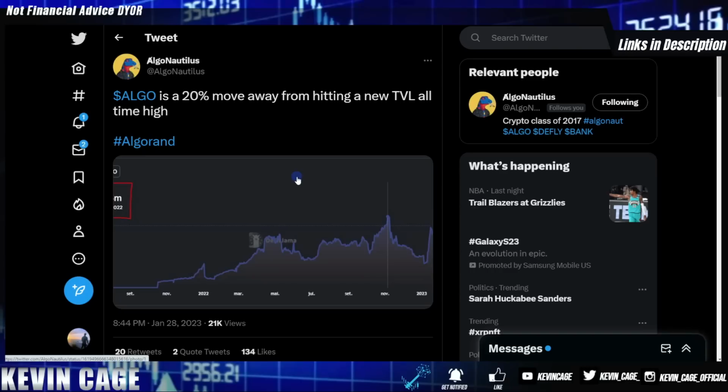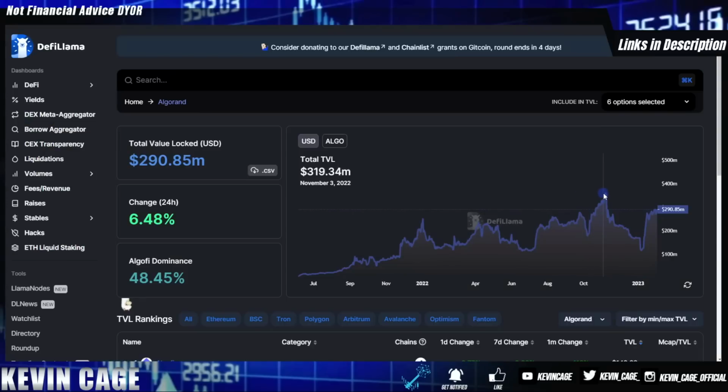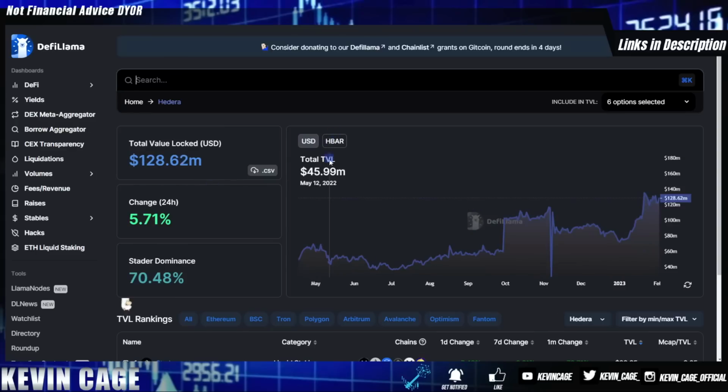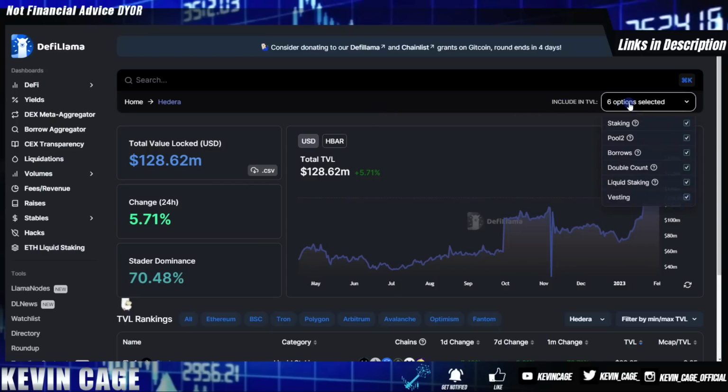ALGO is a 20% move away from hitting a new TVL all-time high. So according to DeFi Llama, the all-time high TVL for Algorand was 360 million, and we can see we're almost up to 300 yet again. I also want to keep a close eye on HBAR's TVL as well, over 100 million. And remember, you can actually change the settings right here for the options. I just left it as is.